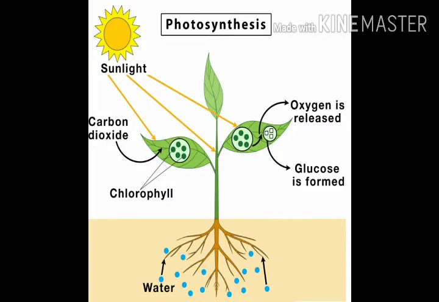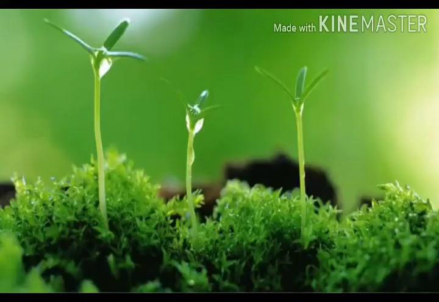So, we have seen how plants make their food in the presence of sunlight and chlorophyll with the help of water and carbon dioxide. This process is called photosynthesis, where photo means light and synthesis means putting together. Children, do you all know that green plants are called producers or autotrophs because they can make their own food.